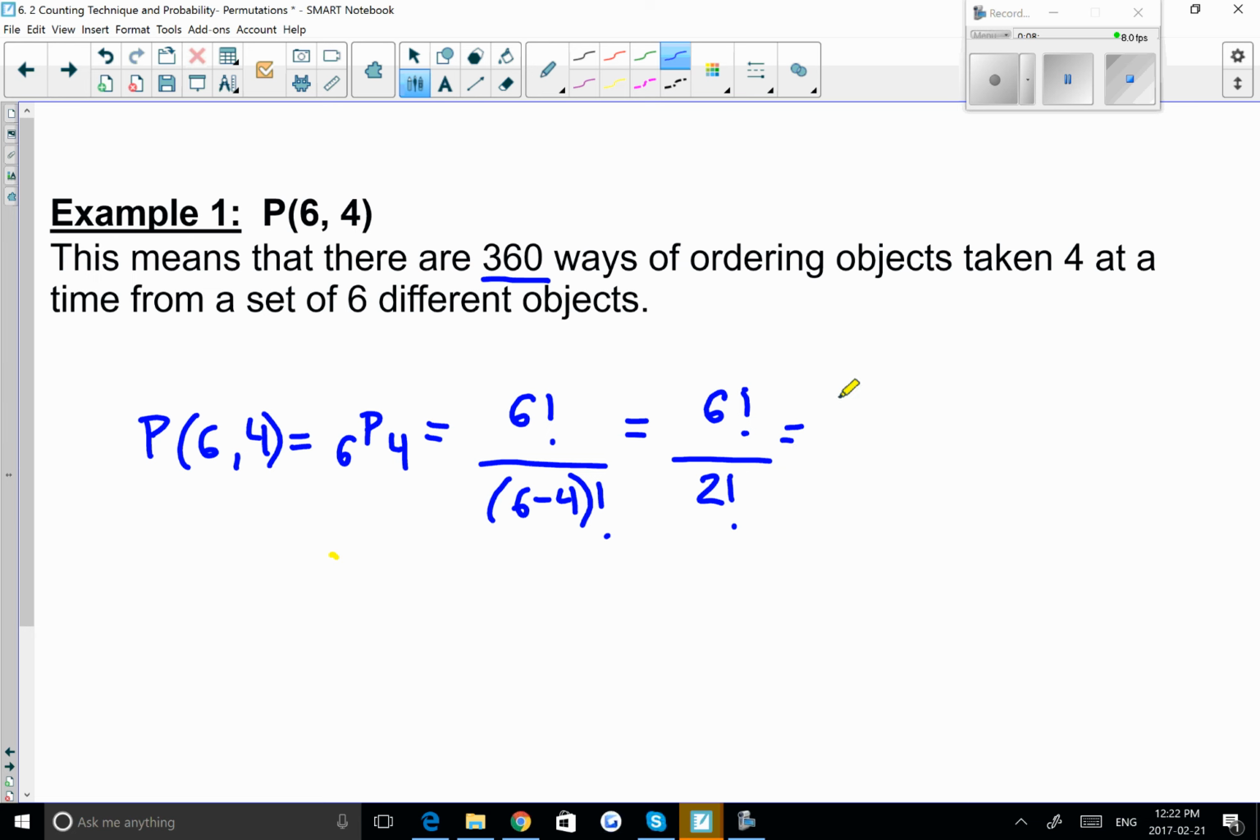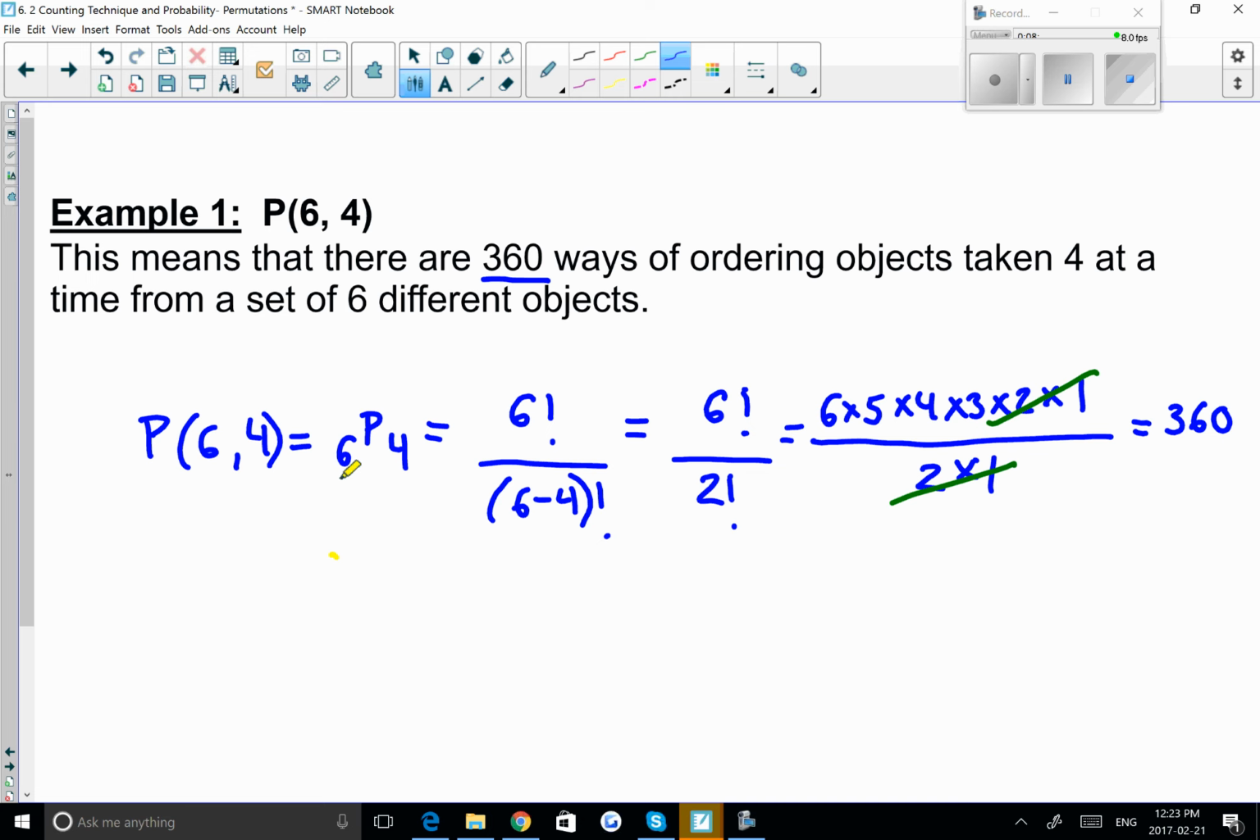And this is the same as we saw earlier, 6 times 5 times 4 times 3 times 2 times 1 over 2 times 1. Cross these out because they overlap. And your answer is 360.